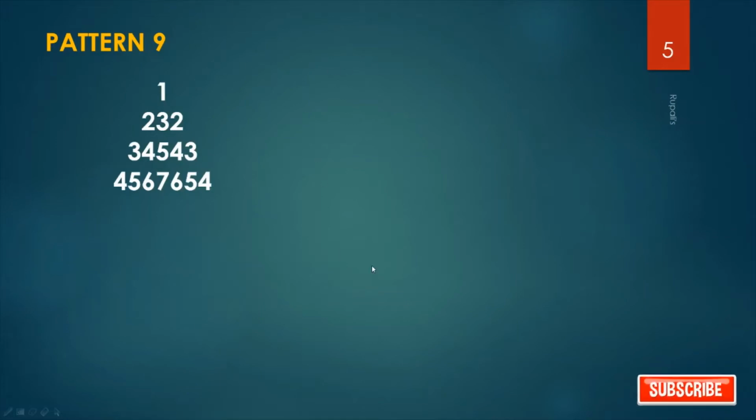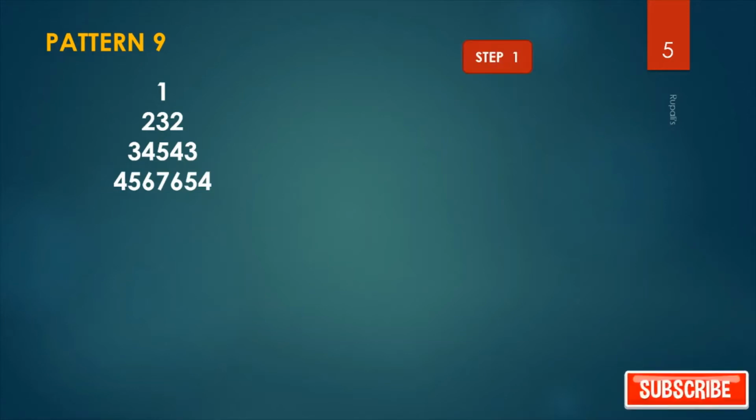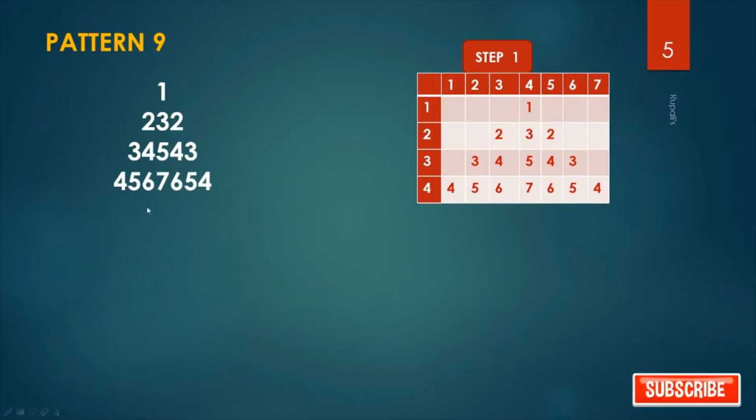Now step number 1, try to write all 4 steps on your own. Pause your video and try to write all 4 steps yourself. Okay, so step number 1, how many rows and how many columns are there? 7 columns and 4 rows. So place your numbers accordingly.